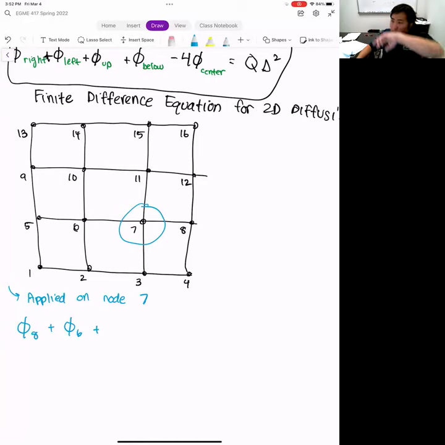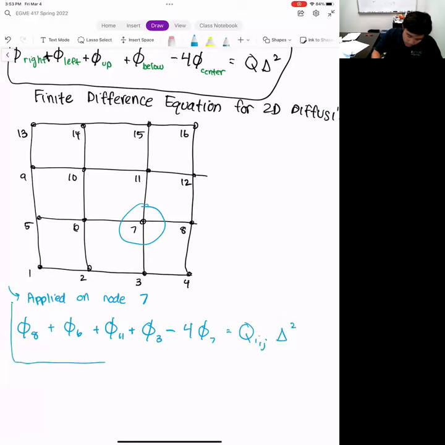Then we have the neighbor that's immediately above this node, and so that's going to be phi 11. And then we have the node that's immediately below it, and so that's going to be phi 3, right? All of these nodes are being measured relative to our center node, which is 7. And then we have -4 times phi of the center node, and so phi center here is 7. And of course, this is equal to q i comma j, which is our source term, multiplied by delta squared.